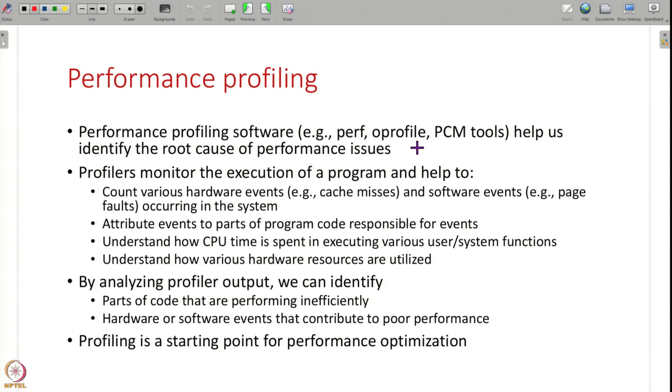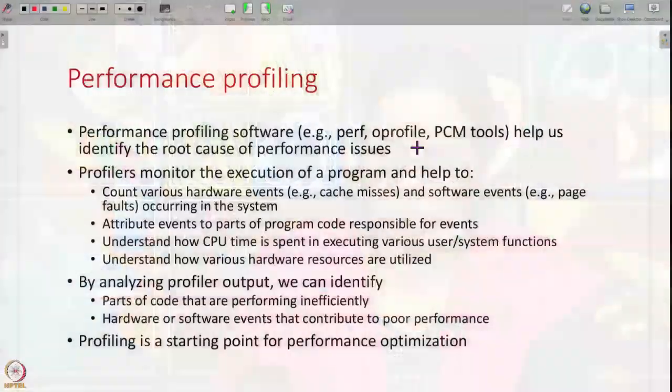What these profiling tools do is, these profiling software run alongside your application software on the computer, and they monitor the execution of the program, and they give you various pieces of information about the execution of your program. For example, these profilers will count various hardware and software events, like cache misses, page faults, context switches, all of these things that are happening in your system. And they will also help you attribute these events to parts of the program. For example, you can find out that this function in my code is causing a lot of cache misses, this part of my code is causing a lot of page faults.